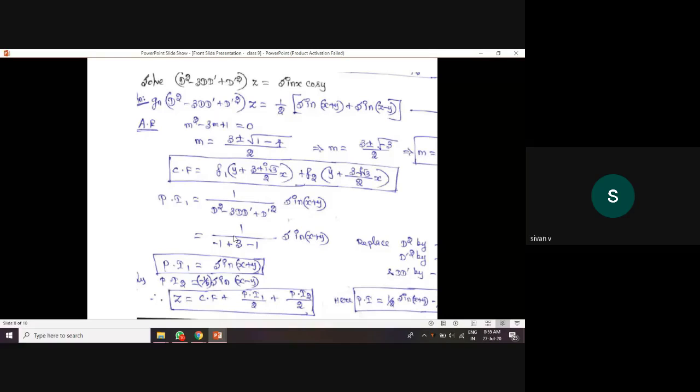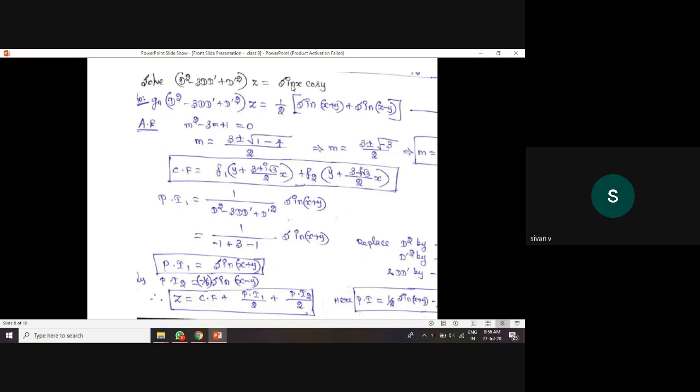You have the formula for sin a cos b: sin a cos b equals half of sin of a plus b plus sin of a minus b. This formula you studied in school itself. So it is half of sin of x plus y plus sin of x minus y. Sin x cos y, the function is in product. First, convert the product into sum or difference.